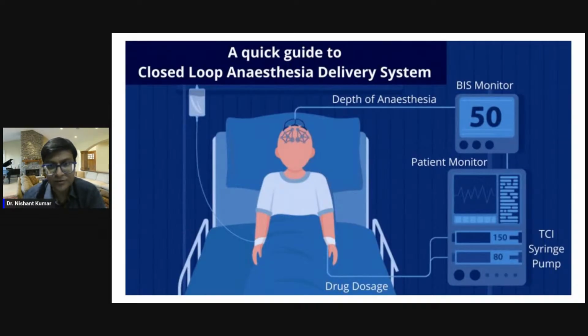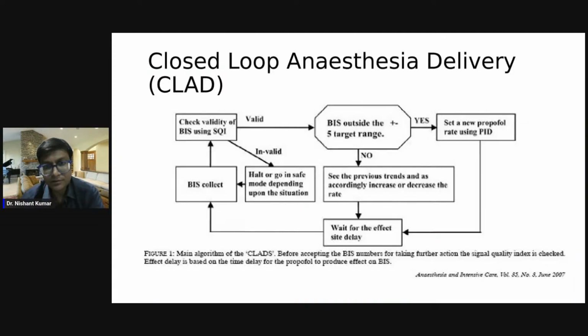So this cartoon I had shown earlier also. That is how it works. So as I said, for TIVA-TCI, first it checks the validity of the BIS using a signal quality index, if it is valid. If the BIS is outside the target range, plus or minus 5, it will see the previous trends and set the rates accordingly, or not.